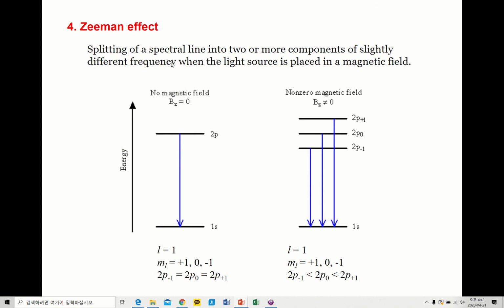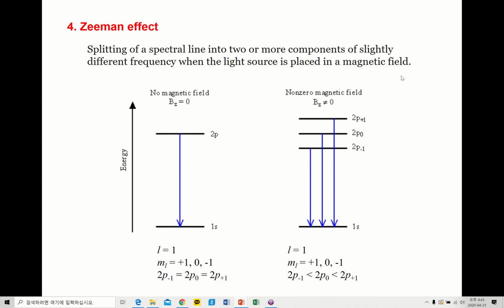The Zeeman effect is the splitting of a spectral line into two or more components of slightly different frequency when the light source is placed in a magnetic field. Here, pay attention to this: the magnetic field. This Zeeman effect is only observable in the presence of a magnetic field.